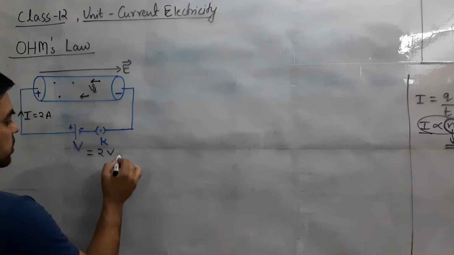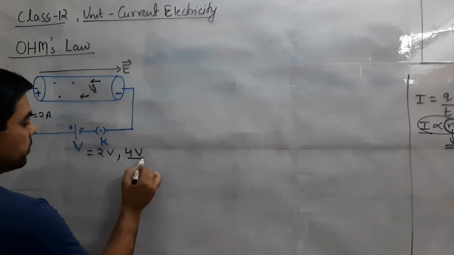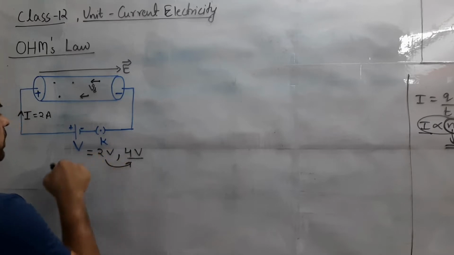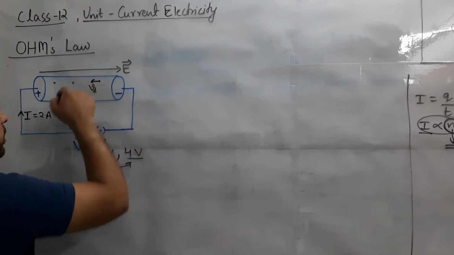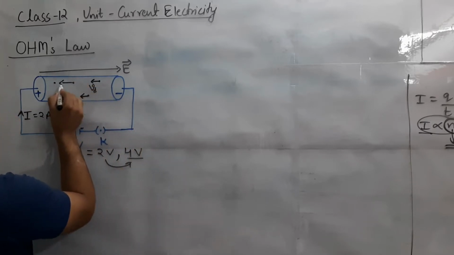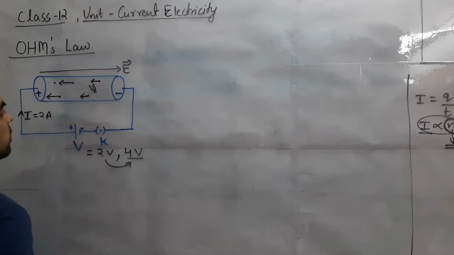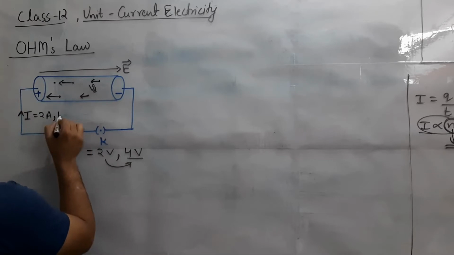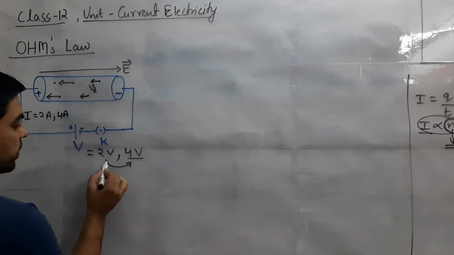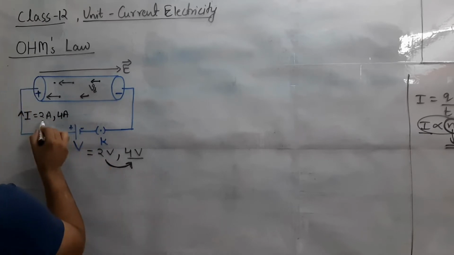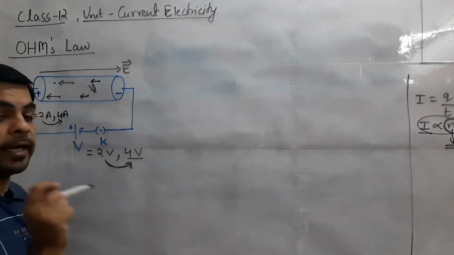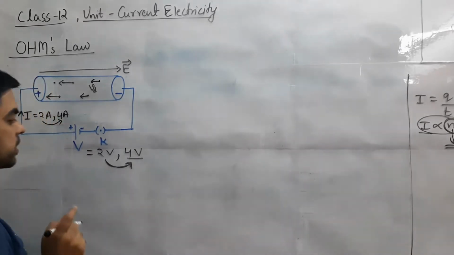Now according to the concept, if we apply 4 volt, means we are doubling the value of applied potential difference. That will cause more work on the electrons, and due to that 2 more electrons will also start moving in the same direction. Similarly the current will become 4 ampere, means when the applied potential difference is doubled, the current is also doubled. This shows direct proportionality between the two quantities.